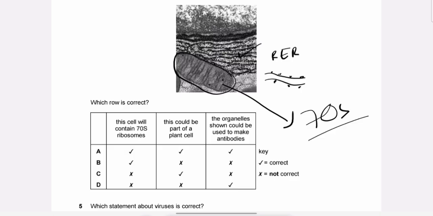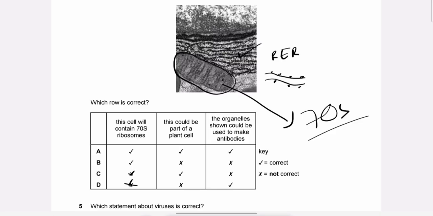So it's safe for us to say the cell will contain 70S ribosomes. So we discard C and D. Then it says this could be part of a plant cell. From what I see, I don't see any structure that can tell us if this is a plant or animal cell. But what I can tell you is we find the mitochondria in both plant and animal cells.